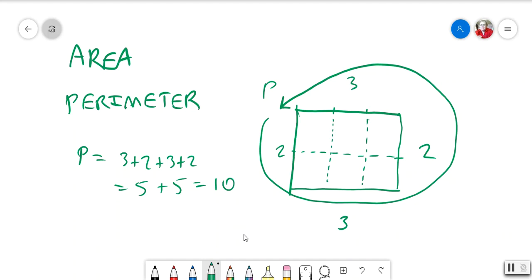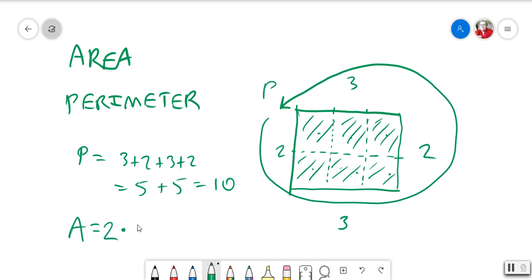Area. Area means the region inside this here. You notice that I drew little lines across. It was 2 units tall and 3 units wide. And if I connected that, it makes a little checkerboard with 1, 2, 3, 4, 5, 6 little blocks or squares. And each square is a 1 by 1. That's the area. So the area in this case is 2 times 3, which equals 6.